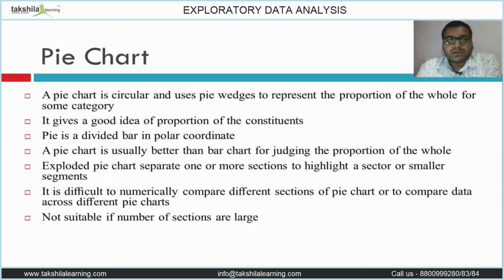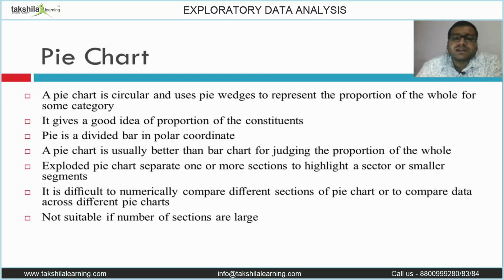So let's see. A pie chart is circular and uses pie wedges to represent the proportion of the whole for some categories. Basically, the pie chart is represented in circular form, and it tries to give the proportion of each value in the category. Each category in the entire set shows how much one category is available inside the whole. It gives a good idea of the proportion of the constituents, as I said.